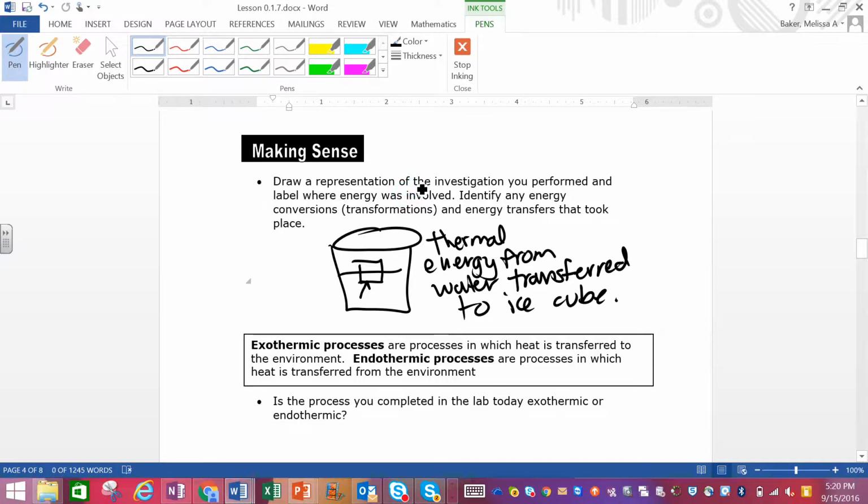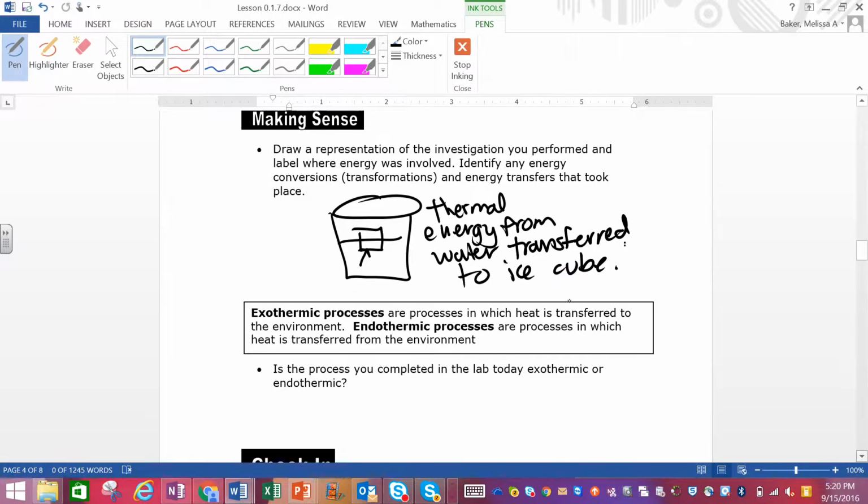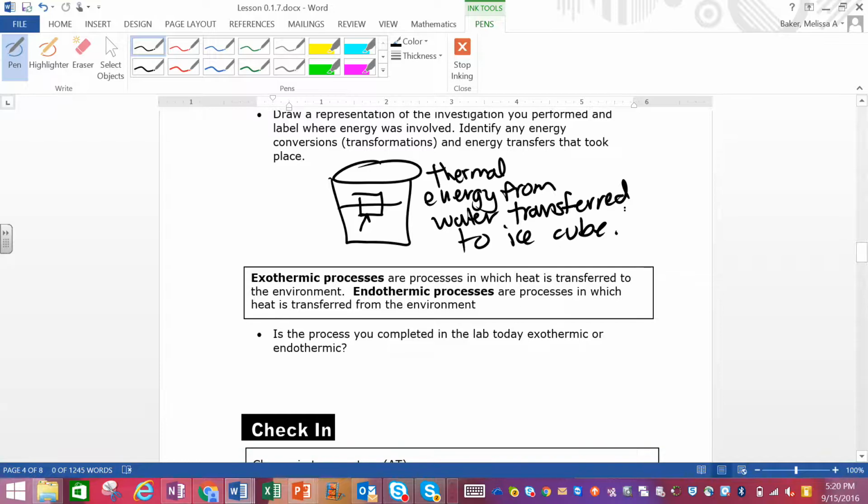There are some new terms here. Exothermic processes are processes in which heat is transferred to the environment. Endothermic processes are processes in which heat is transferred from the environment. In general, if you are in the surroundings, an exothermic reaction or process will feel warm to you, and an endothermic process will feel cold to you. Is the process that you completed in the lab today exothermic or endothermic? You can think about it this way. If you touched an ice cube, would it feel cold to you or would it feel hot to you?